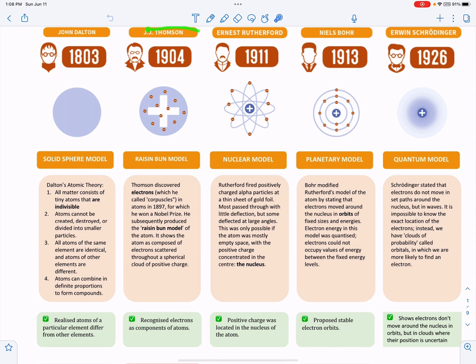So, for example, J.J. Thomson came up with the raisin bun model, and he discovered the electrons. Ernest Rutherford, nuclear model, and he came up with the nucleus. Niels Bohr, planetary model, and he identified orbits.